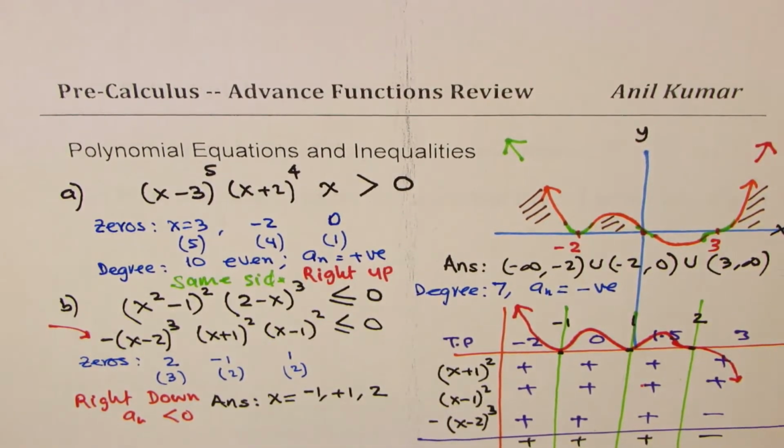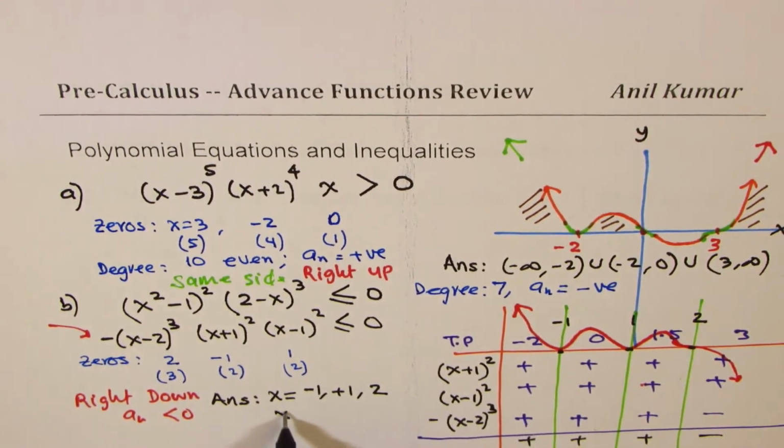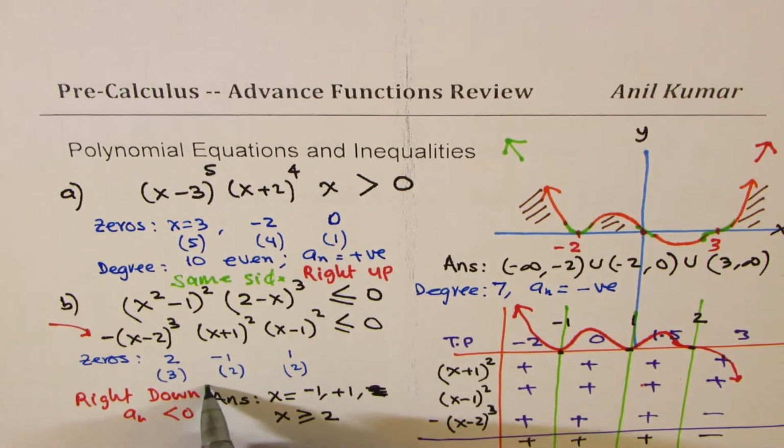Do you understand? Well, and the last thing is, here it is less than 0. So we have x is greater than equal to 2. So you need not write 2 here. You can include this right there. So that is the interval where the function inequality has a solution.